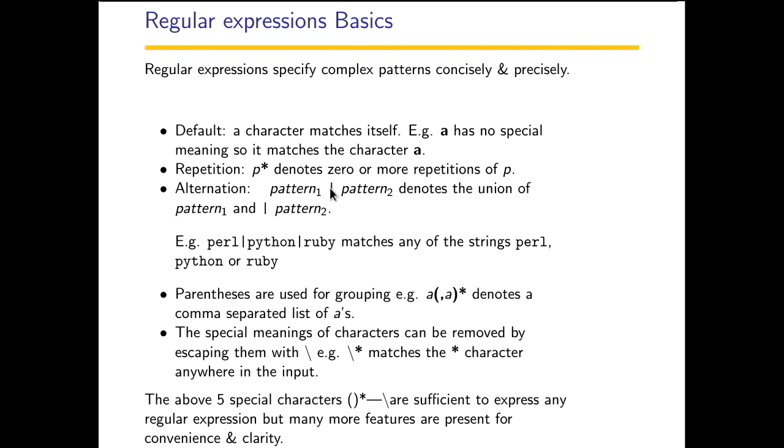Vertical bar or pipe, that denotes alternation. You're saying, but wait, yesterday wasn't pipe connect standard in to standard output? Yes, it was. So if you're typing a command to the shell, pipe means one thing. If you're typing it to a regular expression, you're using an irregular expression, completely different meaning. Your brain may explode before the end of session. So if I have something like Perl, vertical bar, Python or Ruby, that's a notation for a set of 3 strings.